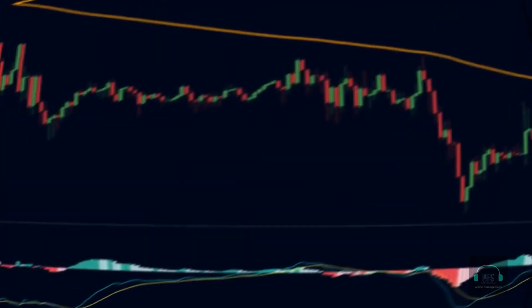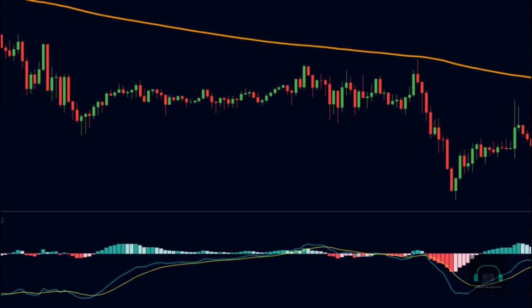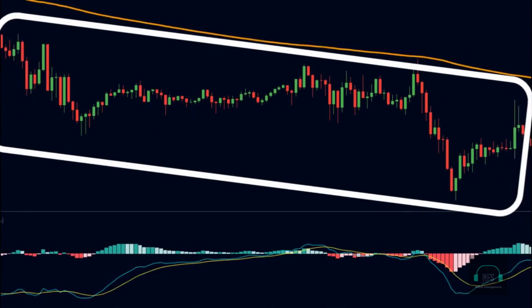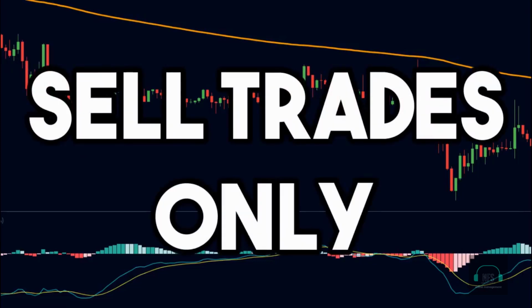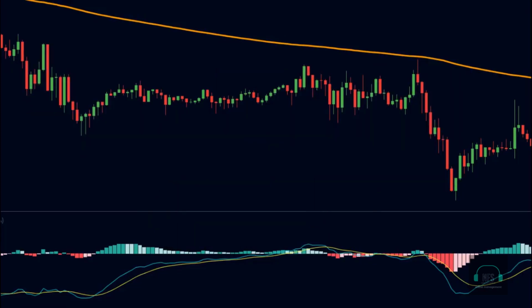Now, let's look at a sell trade. Here we can see that the price was constantly trading below the 200 EMA. The price was in a downtrend, and we will look for selling opportunities only. A selling opportunity will occur when the MACD gives a bearish crossover. A bearish crossover will occur when the MACD line crosses below the signal line.